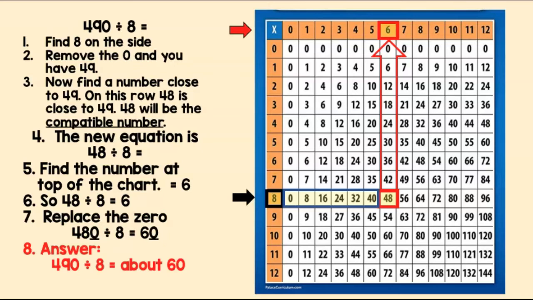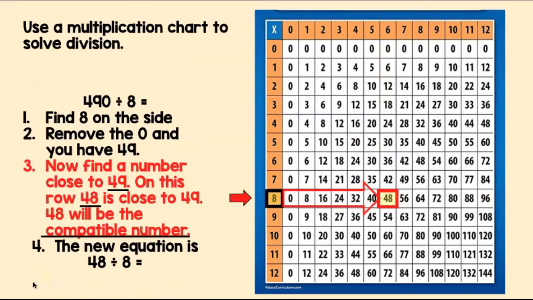Where we used our compatible number is we didn't go to 49, we went to 48 instead because it's a number that is close to 49. So, first find the 8 on the side. Second, remove the 0. Now you find the number that is close to 49. On this chart, it was 48. It's close to 49, so that will be our compatible number. So the new equation we used was 48 divided by 8.